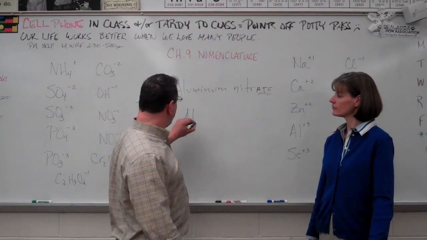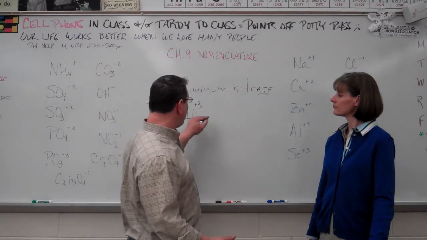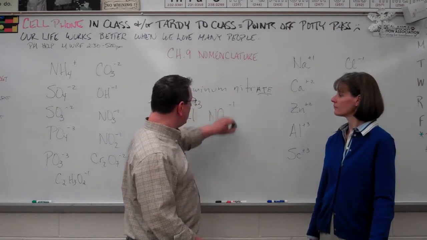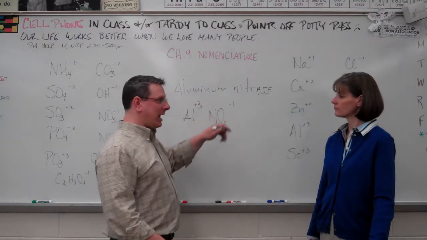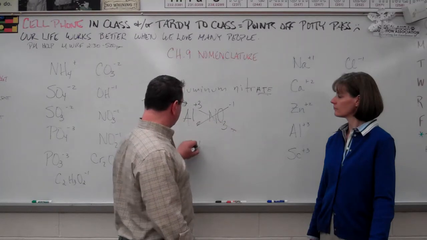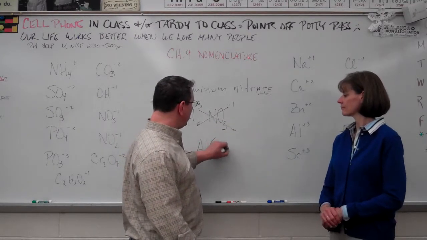Aluminum, we know, has a positive 3 oxidation number when it forms ions. Nitrate is NO3, a -1 charge. These charges don't cancel. Crisscross. You had best pick aluminum nitrate that way.